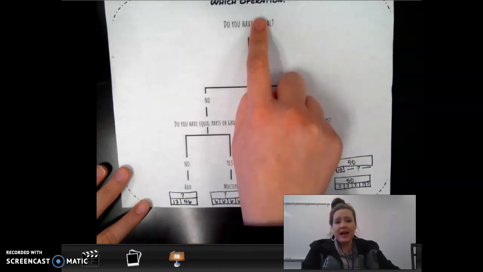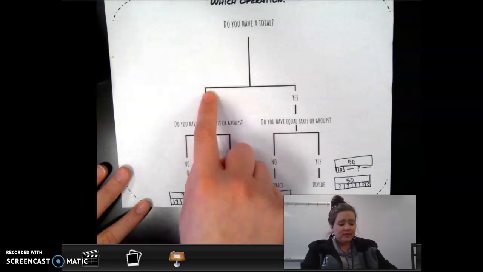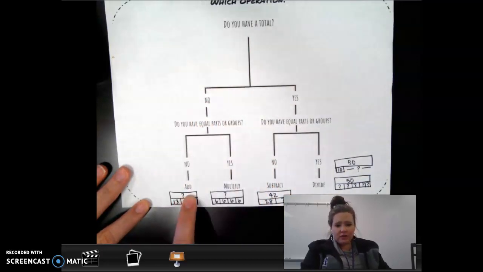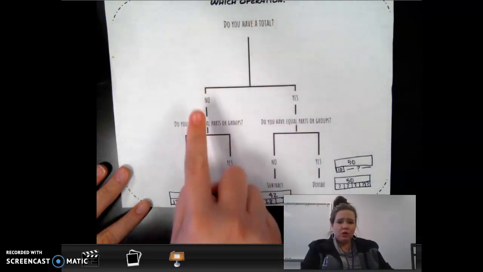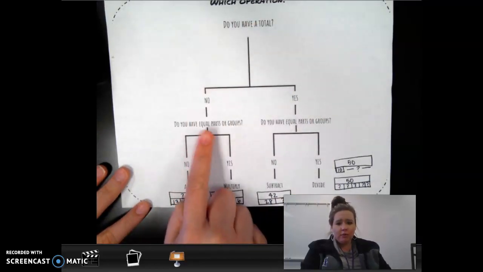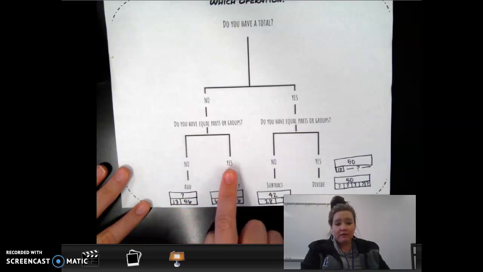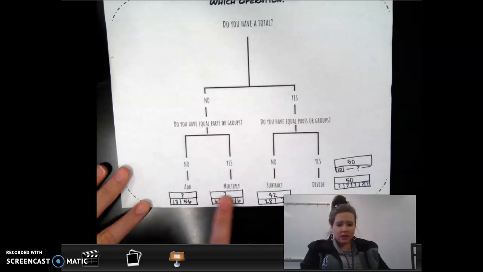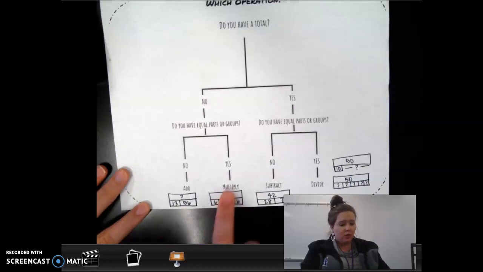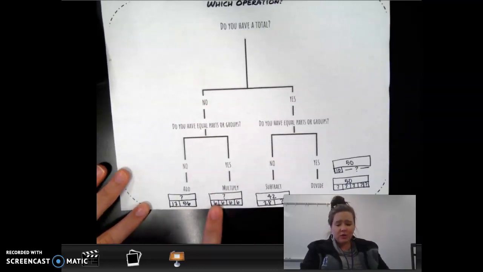The first question I asked was, do you have a total? You said no. And see, you do not have a total in this strip diagram, okay? Then you say, do you have equal parts or groups? I say yes, you do have groups, okay? You still do not have a total. So I have a question mark up here at the top because I do not have a total, all right? But I do have groups, okay?